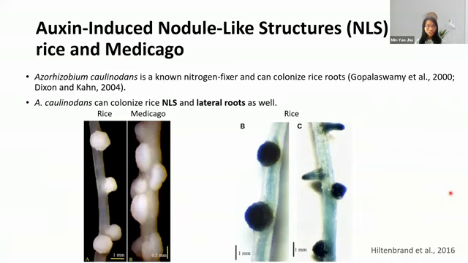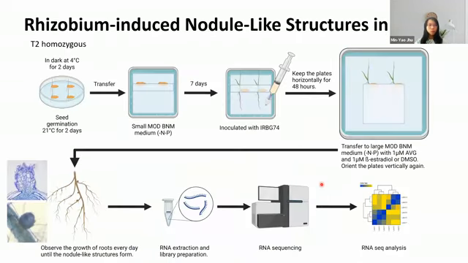And in the introduction, I also told you about the nodule-like structure. So for those auxin-induced nodule-like structures, the next idea is: can we add the rhizobia and let them live in this nodule-like structure? We do have some previous studies that did something similar. They used azorhizobia, which are known nitrogen fixers, and applied them to the nodule-like structures in rice and Medicago, and observed that those rhizobia can colonize the nodule-like structures and also the lateral root structure. So based on this information, we moved on to our research.